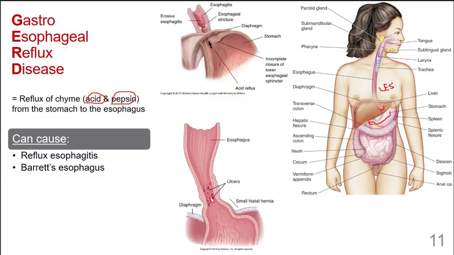Now, if the lower esophageal sphincter is not functioning as well as it should, then we can end up with the reflux of chyme into the esophagus. And the tissue that makes up the esophagus is not designed to deal with the acidity. It's not designed to deal with these powerful digestive enzymes. And so it can end up leading to what's referred to as esophagitis. So inflammation, remember, is itis. Inflammation of the esophagus due to the reflux of chyme. And that can be very irritating for individuals.